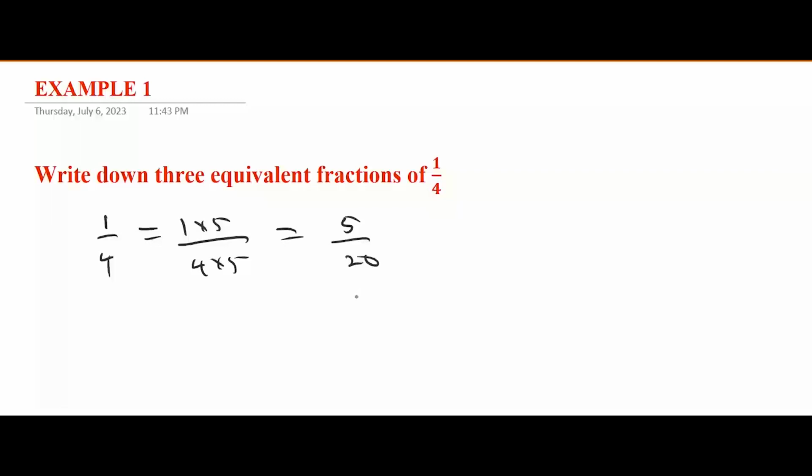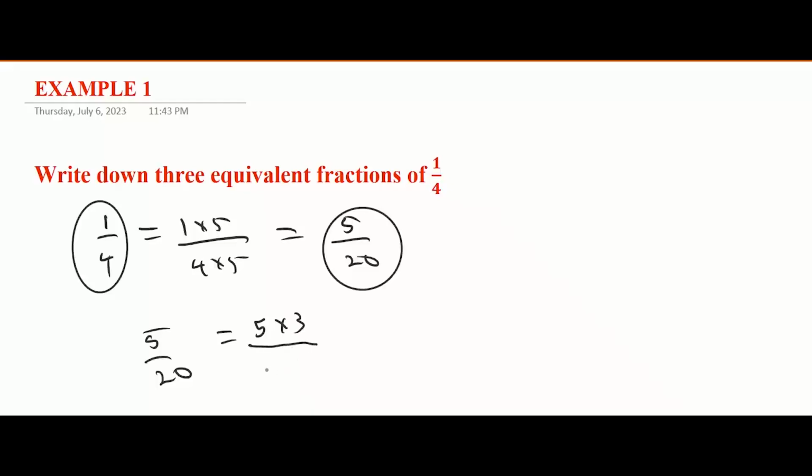To get the second one, you could either use 1 out of 4 or 5 out of 20. So let's use 5 out of 20. So we want to get the equivalent fraction. Let's multiply once again. Let's multiply 5 and 20 by 3 to be 5 by 3 out of 20 by 3. So this will give us 15 out of 60. So 15 out of 60 is another equivalent fraction.